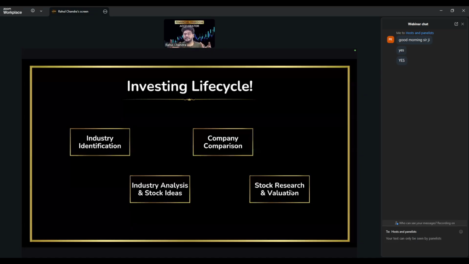On how the investing journey looks like end to end. Now, tell me something. Does this look sensible to you? This looks like a logical framework. Yes. Does it make sense?